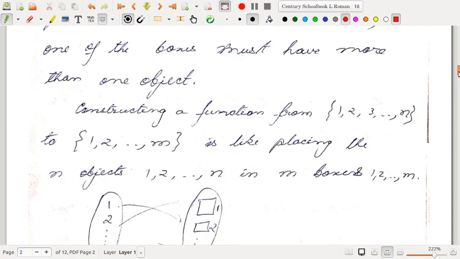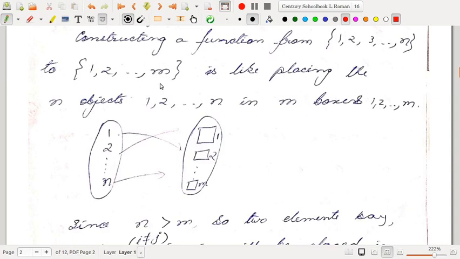So constructing a function from 1 up to n to 1 up to m is like placing n objects, 1 up to n, in m boxes. So this 1 up to small m can be regarded as boxes. Finding the image of 1 is like placing 1 in this box. Finding the image of 2 is like placing 2 in this box, or any other box. So we can apply the Pigeonhole Principle here.